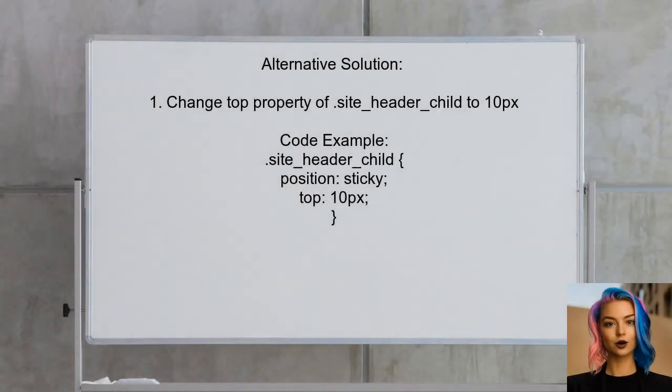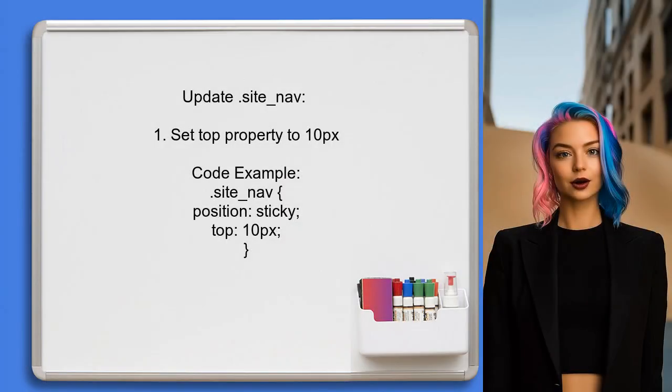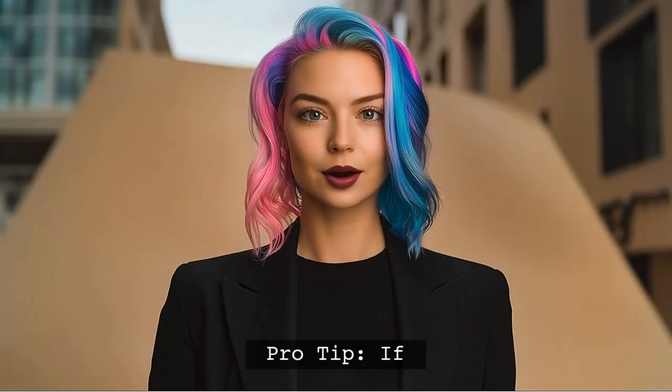An alternative solution from another user suggests adjusting the top property of the sticky child element. Instead of setting it to 0, they recommend setting it to 10 pixels. They also suggest applying the same change to the sticky navigation bar, setting its top property to 10 pixels as well. Here's the workaround I promised.